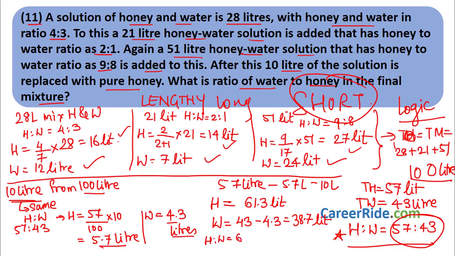So what is the ratio of honey to water now? It is 61.3 to 38.7, which can also be written as 613 to 387. Okay, so this is the answer. That is the final ratio of honey to water in the final mixture. See how easy it was.